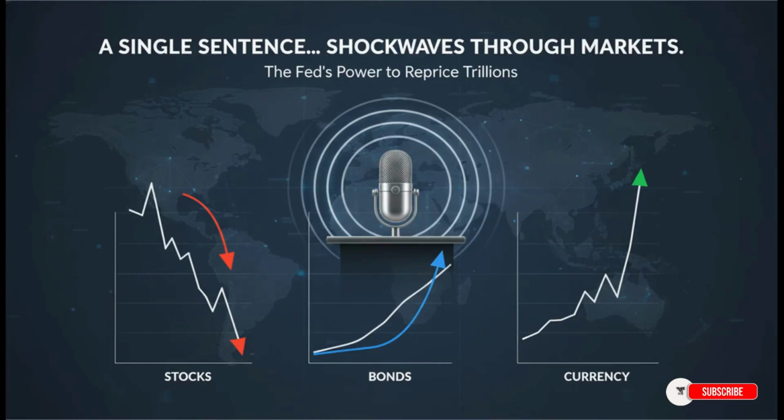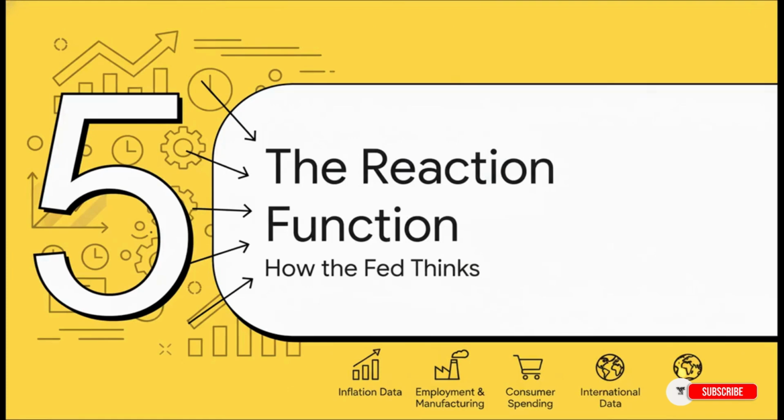And that right there is why the Fed chair's press conference is basically the Super Bowl of finance. I mean, every single word, every turn of phrase, every tiny shift in tone is dissected for clues about what's coming next. A single sentence from Jerome Powell can literally reprice trillions of dollars across the globe in a matter of minutes.